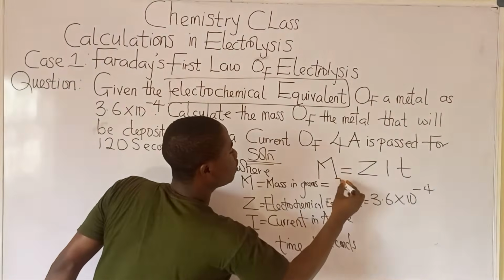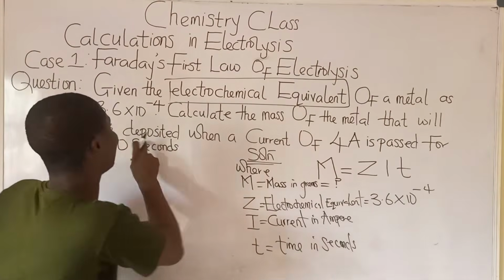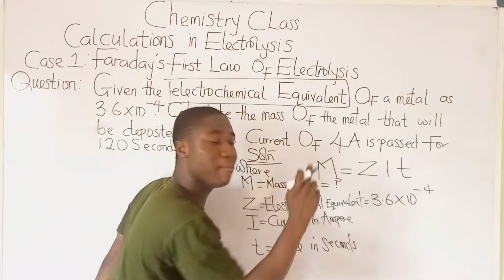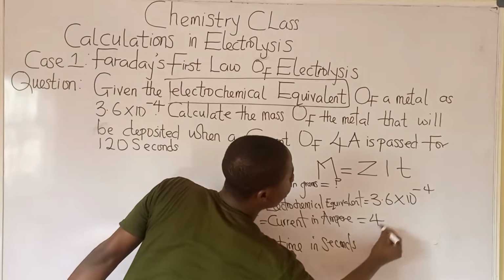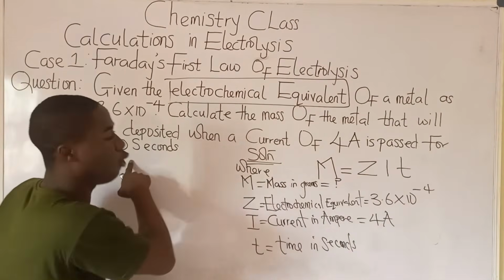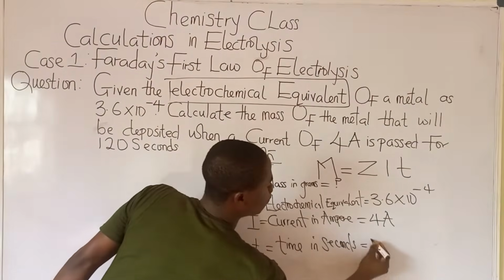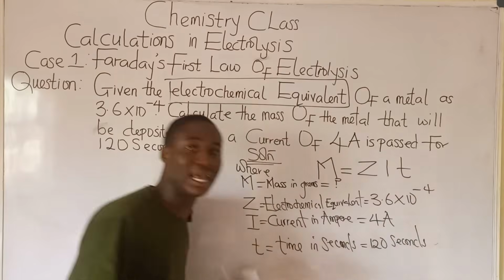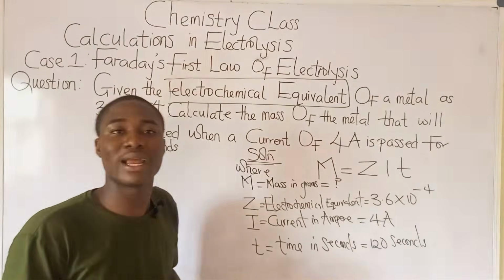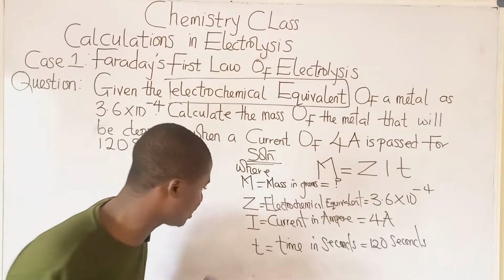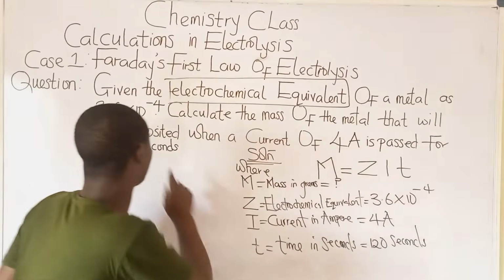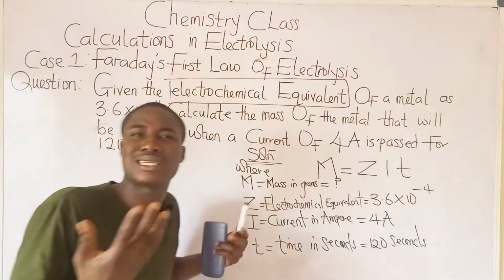That means they are asking us to get the mass of the metal that will be deposited when a current of 4A, A means amperes, so 4 amperes, is passed for how many seconds? It's passed for 120 seconds. Now this must be noted: whenever you are solving questions in electrolysis, your time must always be in seconds.